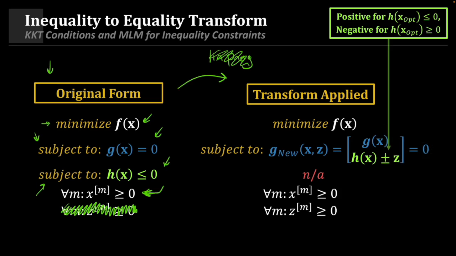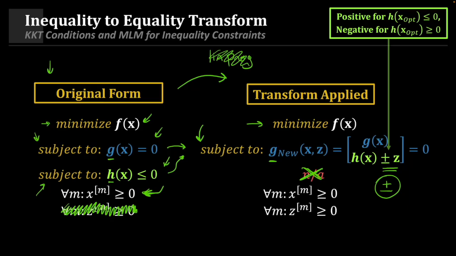So then we can apply our inequality to equality transform, and the first line doesn't change. We're still trying to minimize f of x. However, now, instead of being subject to a set of equality and inequality constraints g and h, our inequality constraints are gone. And we're left with a set of equality constraints that is larger, and that is composed of both the g of x and the h of x put together. However, we can't forget that we need to add this z value in order to convert it from inequality to equality.